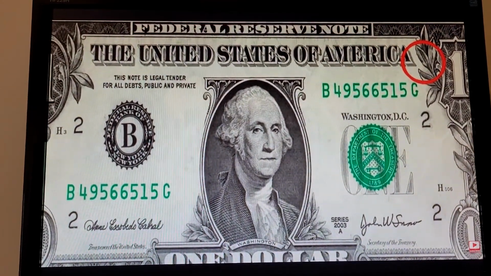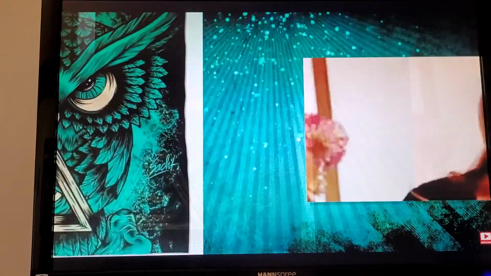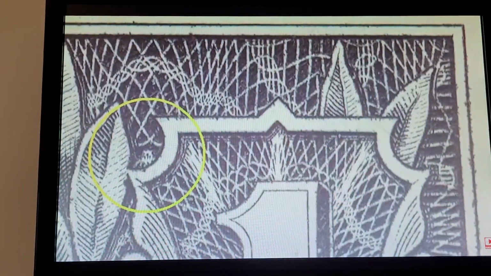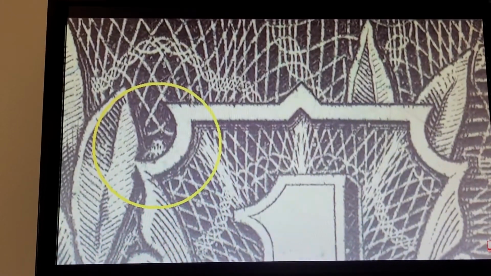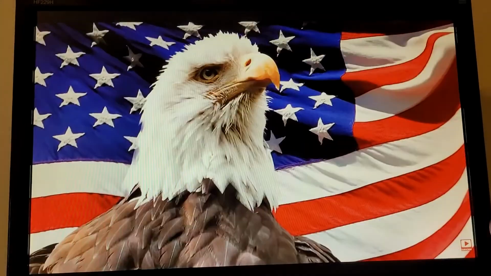Conspiracy theorists also suspect the owl is another symbol of Freemasons and Illuminati, but of course we'll probably never know the truth. Do you think it's an owl or just a pattern? The eagle. Let's pay attention to another American symbol you probably know all too well.